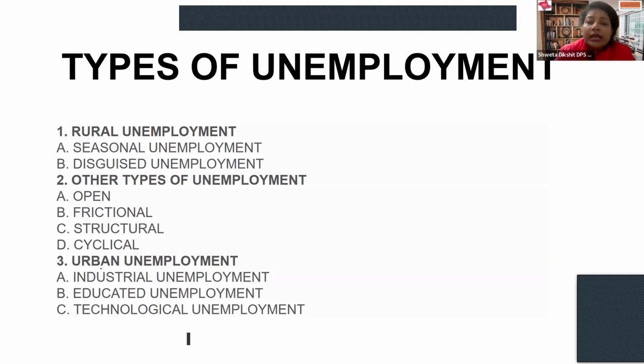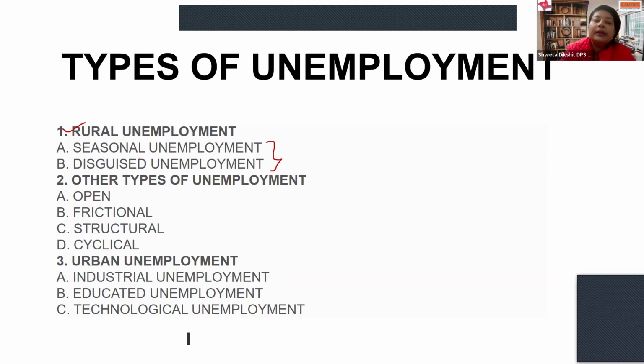As we just talked about the types of employment, there are types of unemployment. The first type is rural unemployment. This is the most important segment out of this topic, which is seasonal unemployment and disguised unemployment. This is generally asked in the form of one marker and sometimes also asked in the form of different types of questions. That means the difference between seasonal and disguised unemployment.